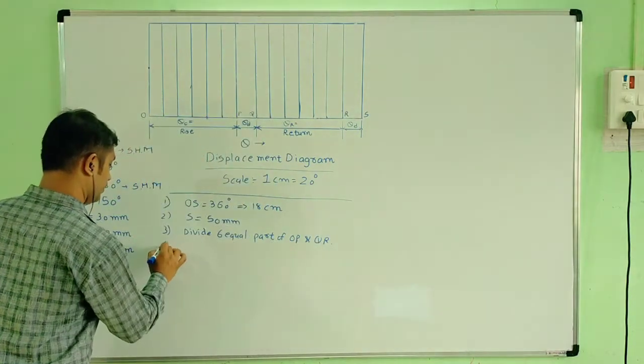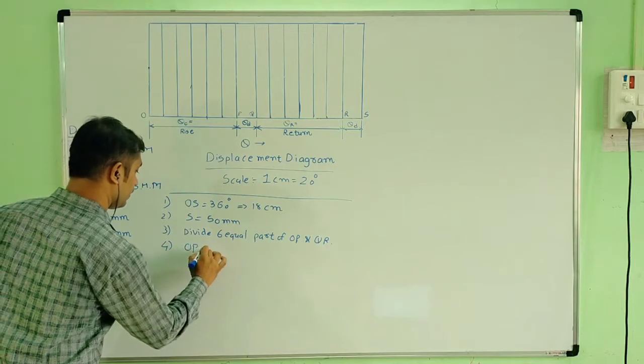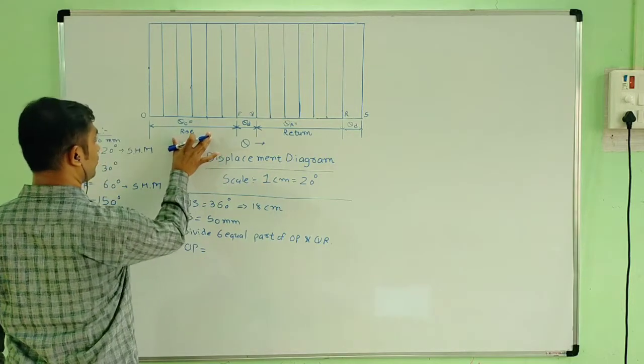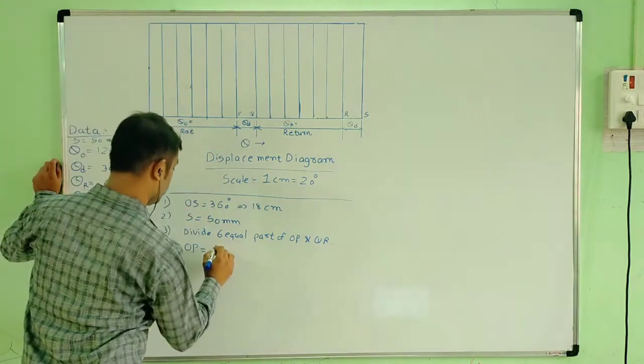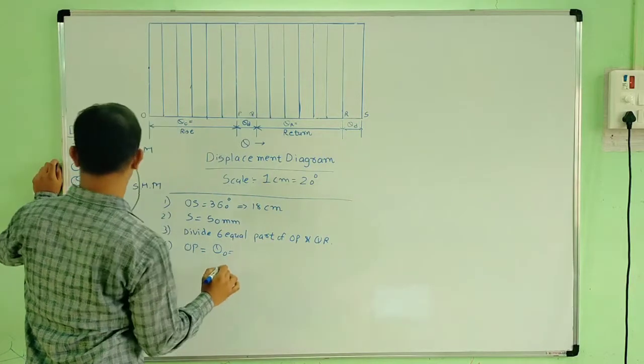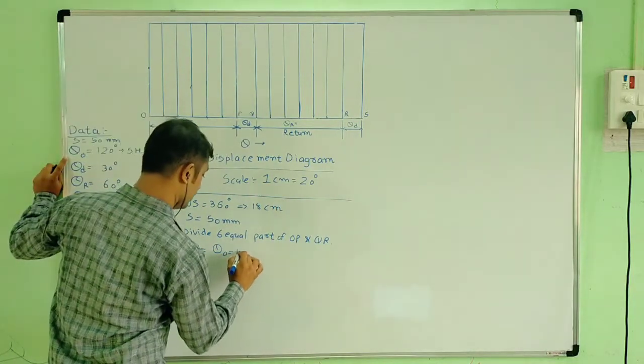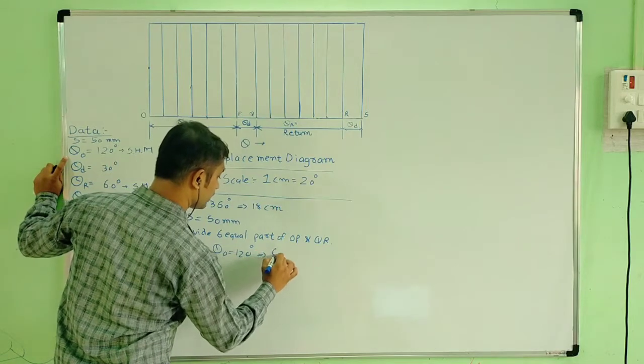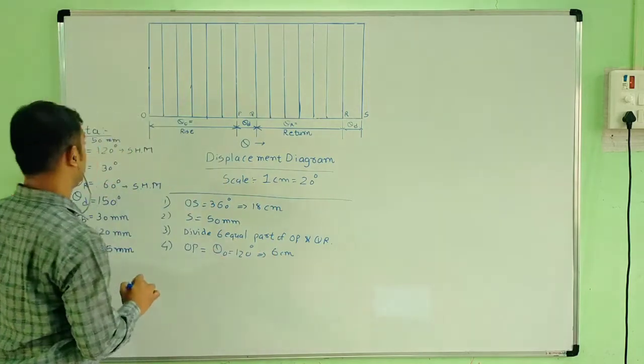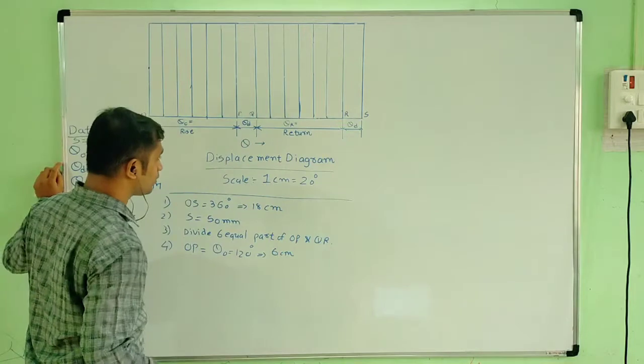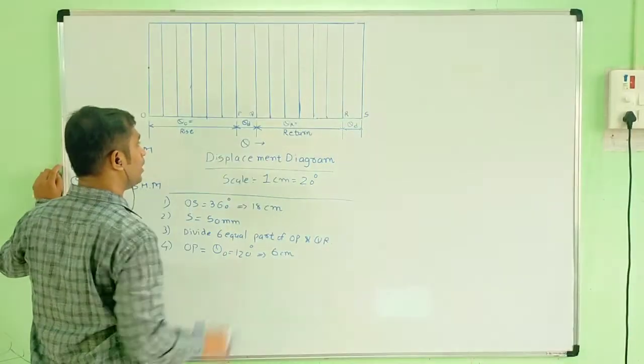Okay, first OP, here OP means follower rays. Theta O, how much? 120 degrees. It means it's 6 centimeters. Theta D, you don't need to measure anything. You have to draw.